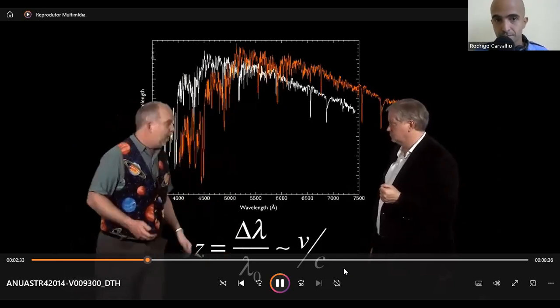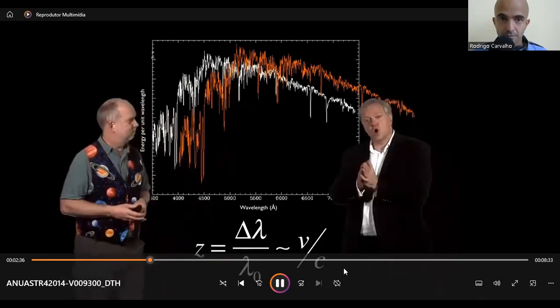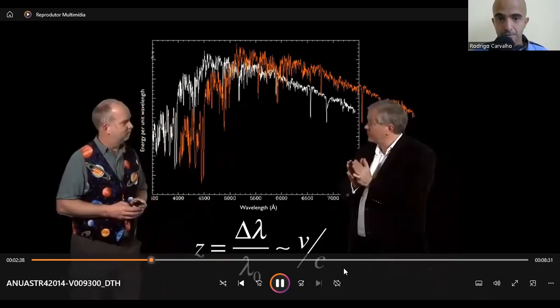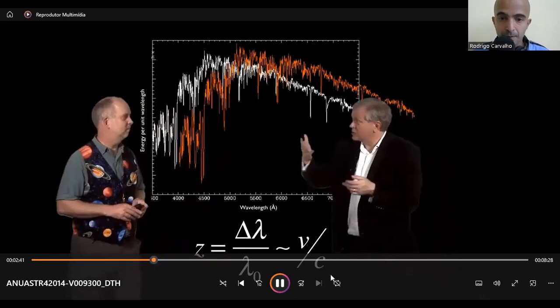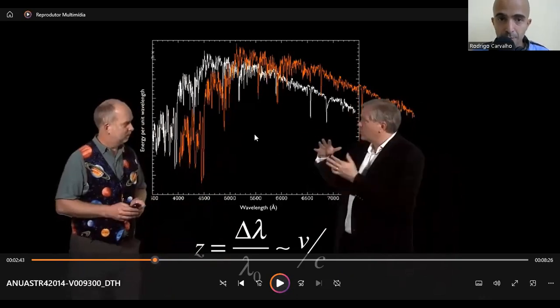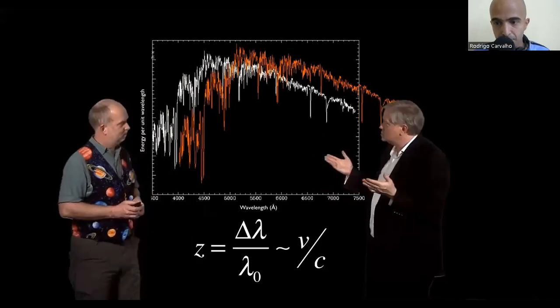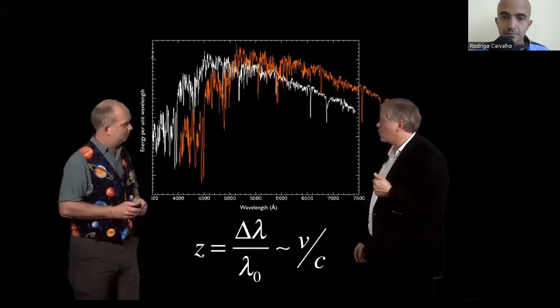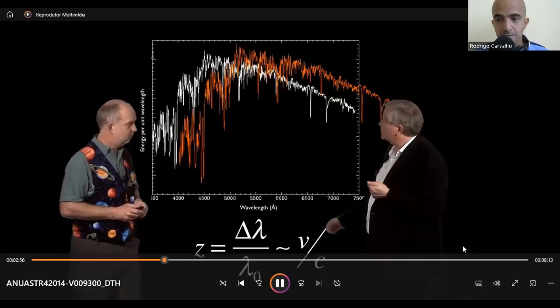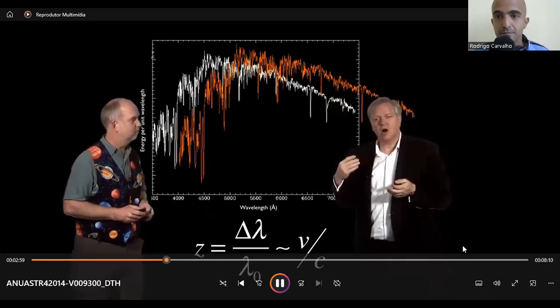So what's going on here? Well, we know that waves get shifted by the Doppler shift. We hear that in sound when a police car goes by you. The sound wave gets compressed and stretched, and the pitch changes. Light is a wave, so that same effect is going to happen. So one could use the redshift to measure velocity. When we see a redshift, it's like the objects are moving away from us.